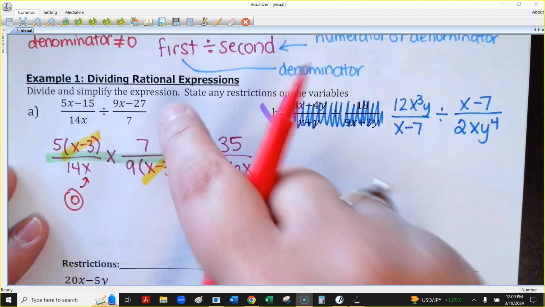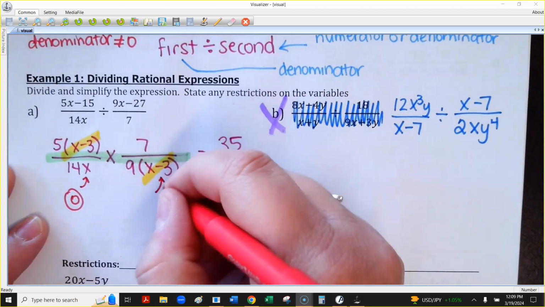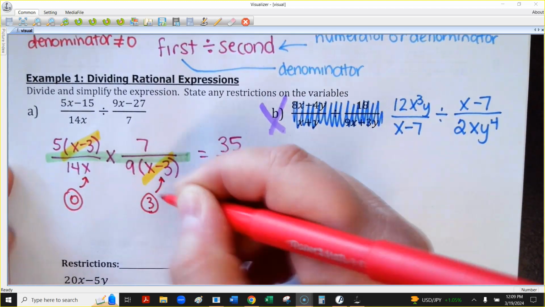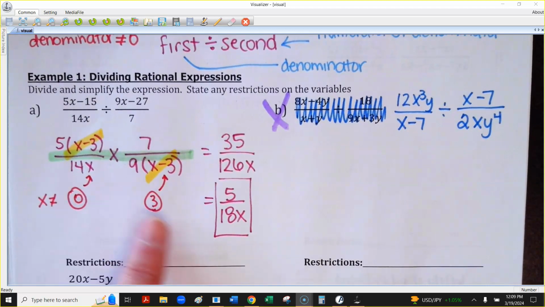But when I flip it over, now this comes to the bottom of the fraction, so I do have a restriction there, positive 3. So just the positive 3 from the second fraction. So this would be your answer, and then your two numbers that x can't be, 0 and 3. Does anybody have a question below?